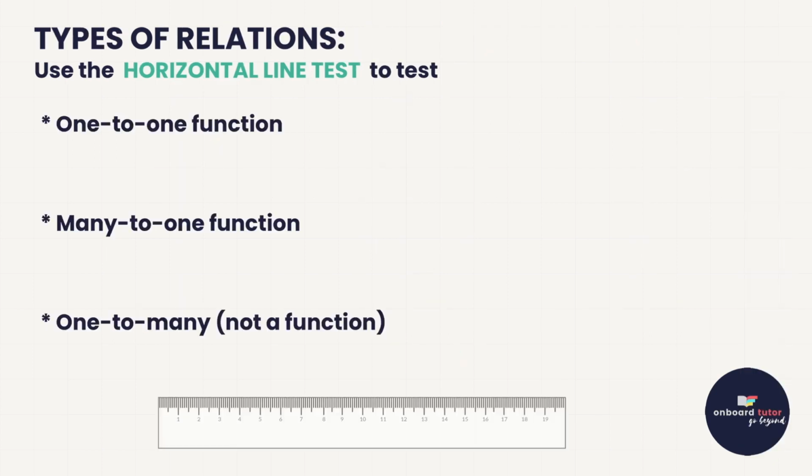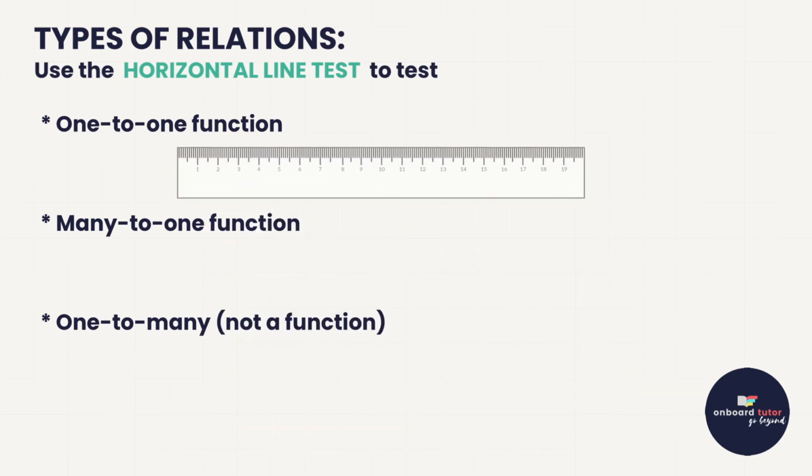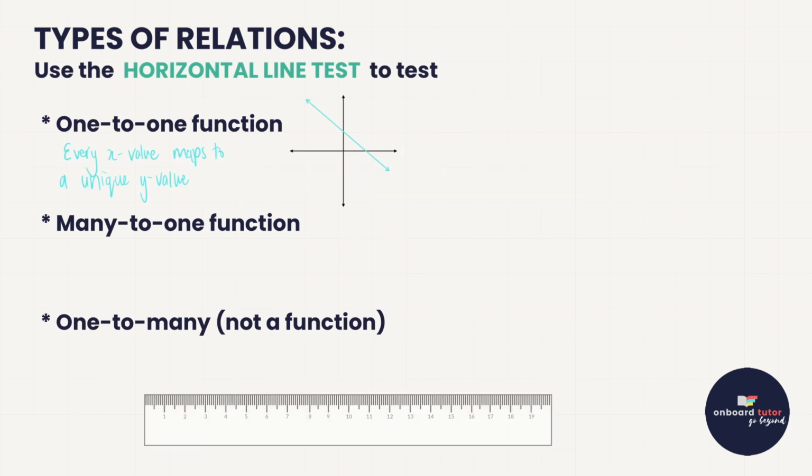Now you'll remember that we said earlier, all functions are relations, but not all relations are functions. Let's have a look at some types of relations that we should be familiar with. And a good way to test these types is to use the horizontal line test. So I'm going to be using my ruler again to help figure this out. The first type of relation we're going to look at is a one-to-one function. This is a function because if you were to do the vertical line test that we just learned about, you would see that it would only cut once vertically.